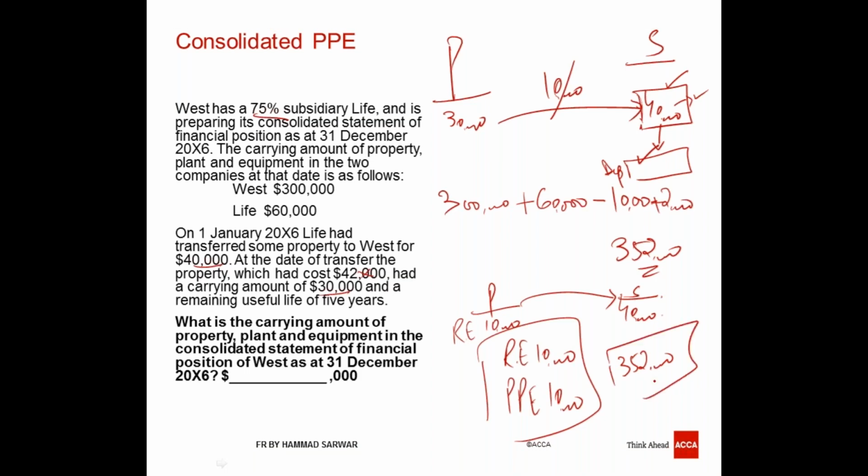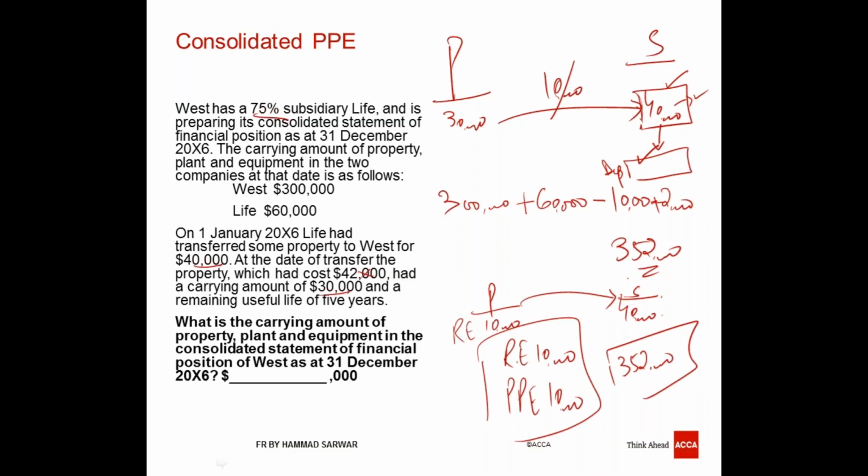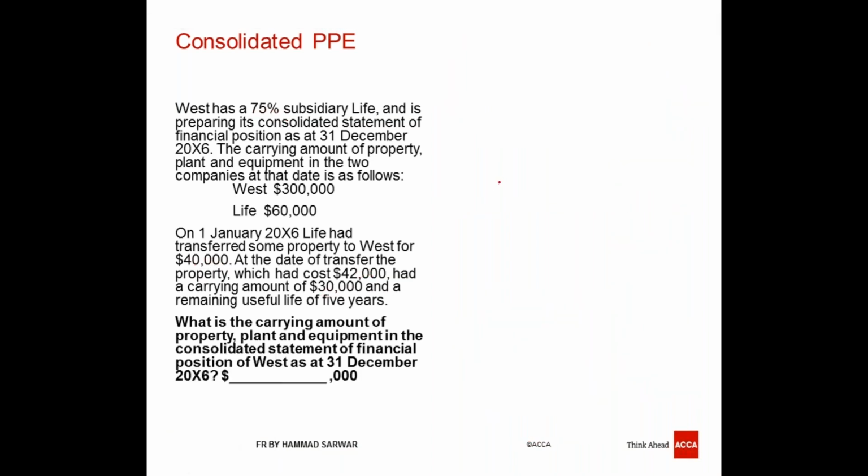Do you have any doubts? If you have any doubts, you can ask. Sold by the subsidiary to the parent. If the subsidiary company has sold the asset to the parent, the treatment will be retained earnings debit, NCI debit, and property, plant and equipment credit.